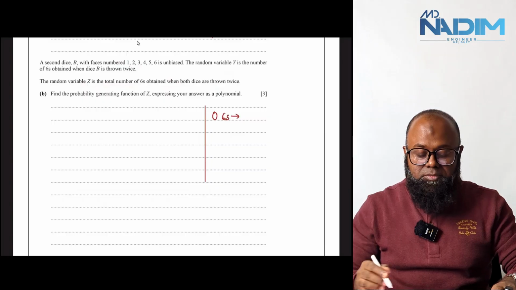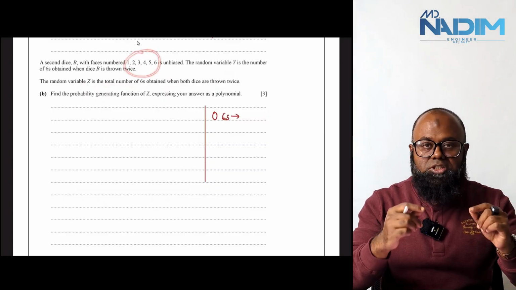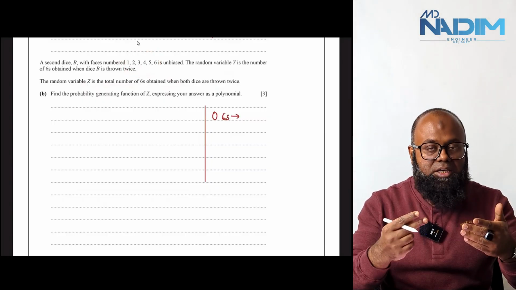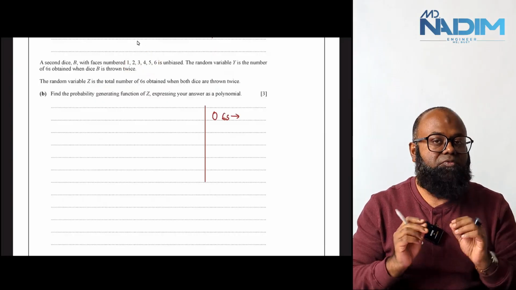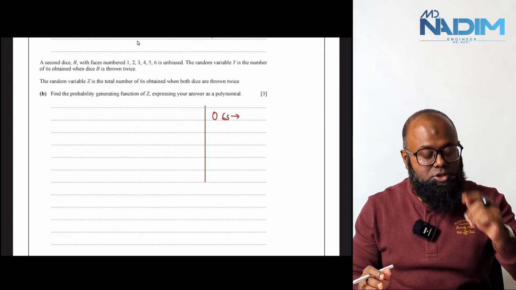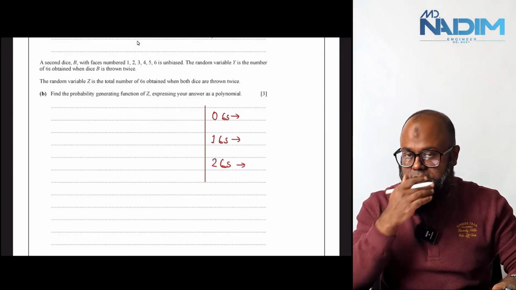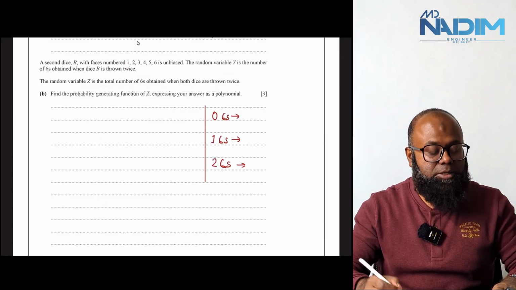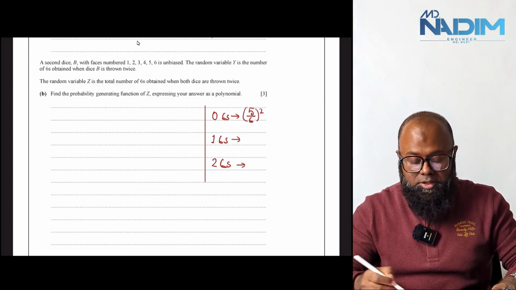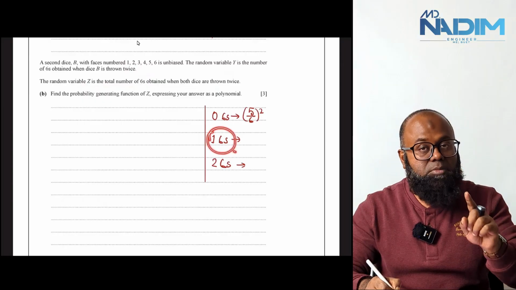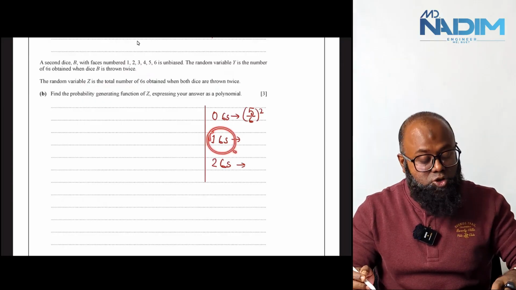If I throw this die, which is unbiased, that means fair, I can have 0 sixes, 1 six, or 2 sixes. If I have 0 sixes, that means 5 by 6 whole squared. If I get 1 six, that means 1 by 6 times 5 by 6 into 2.